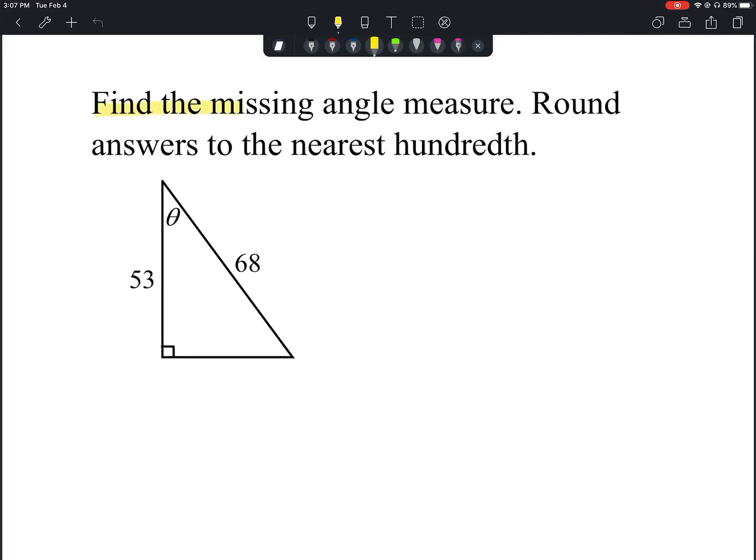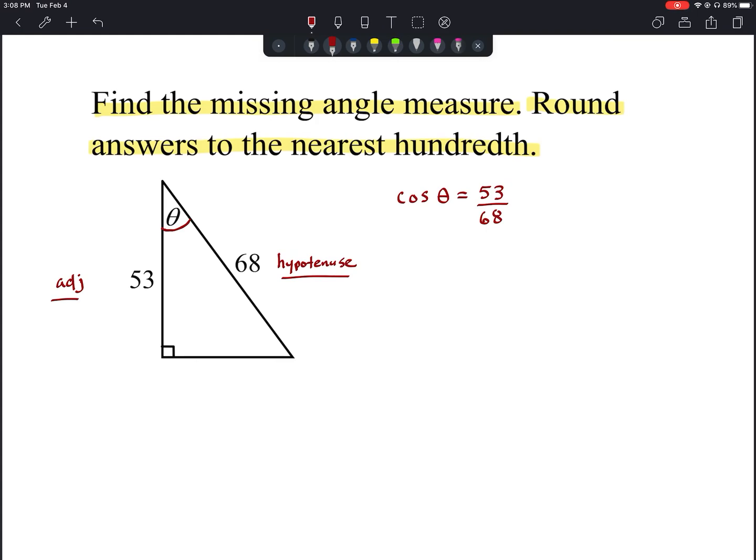This one says, find the missing angle measure, round answers to the nearest hundredth. So same thing here, the triangle just looks a little different and we're given a little bit of different information. So we look at this one here, we've got theta up here. So our adjacent side is going to be 53 and our hypotenuse is going to be 68. So when we're talking about adjacent and hypotenuse, we're going to be looking at our cosine function. So the cosine of theta is going to equal 53 over 68.